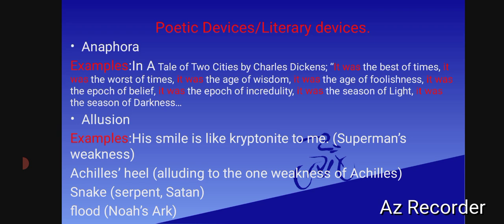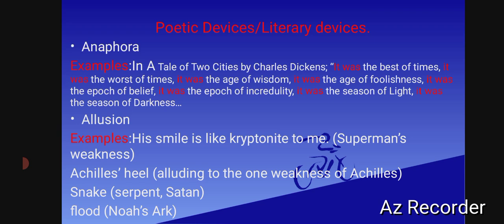When you make reference to Achilles and the rest, who are part of Greek mythology or Greek history, then you are using classical allusion. Now, there are some examples of allusion on the screen that I want us to look at. One, his smile is like kryptonite to me.